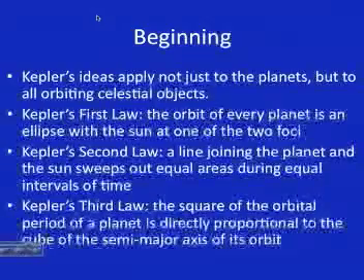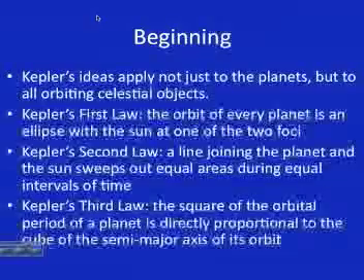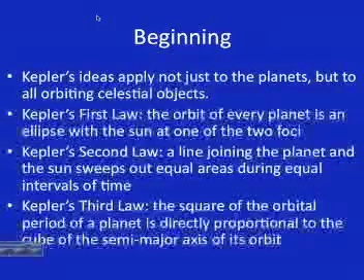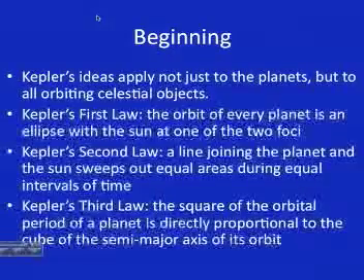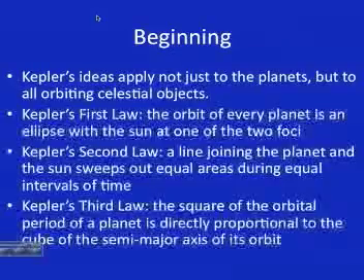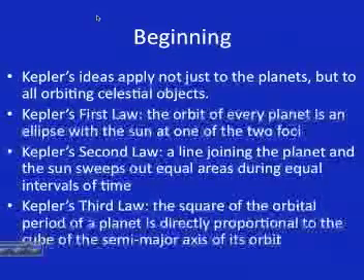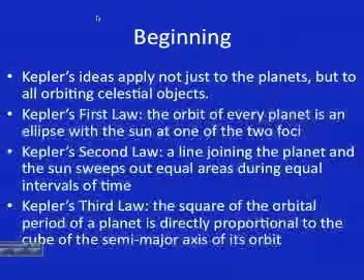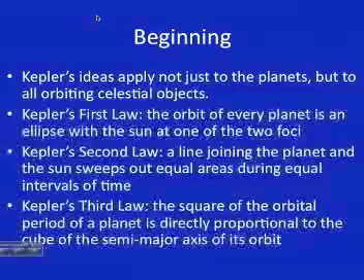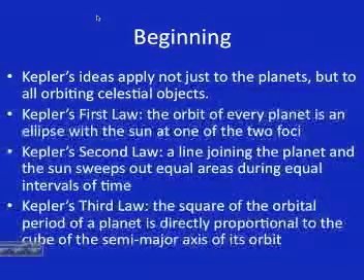Kepler's ideas apply not just to planets, but to all orbiting celestial objects. And Kepler created 3 laws, and the first is the orbit of every planet is an ellipse, with the sun at one of the 2 foci. Kepler's second law says a line joining the planet and the sun sweeps out equal areas during equal intervals of time. Kepler's third law says the square of the orbital period of a planet is directly proportional to the cube of the semi-major axis of its orbit.